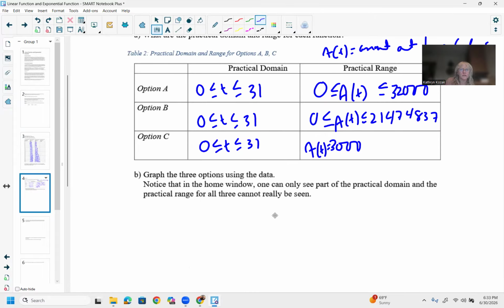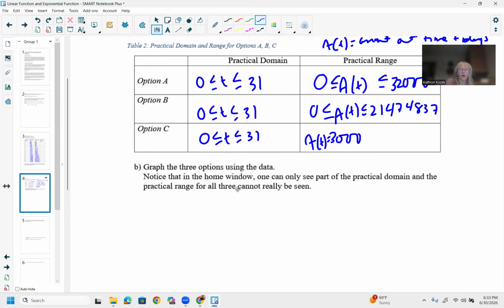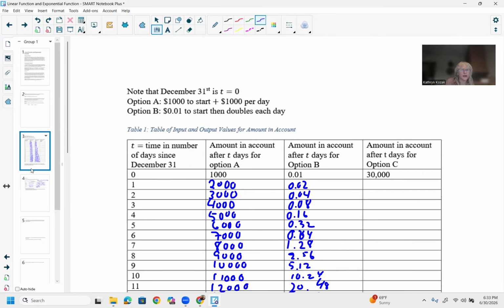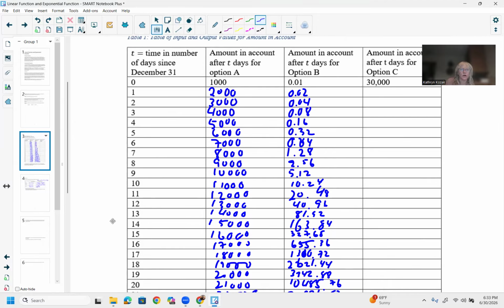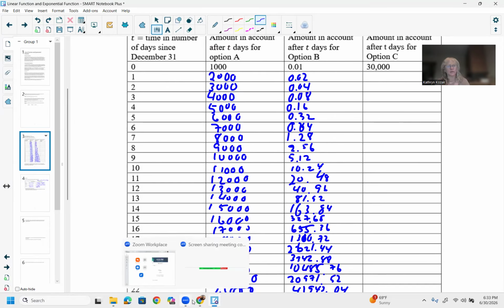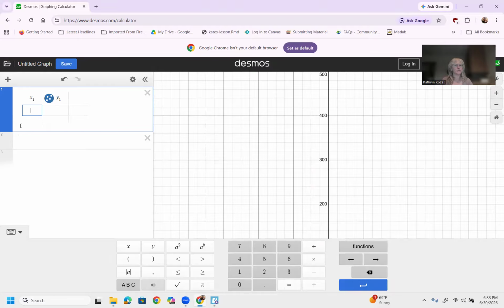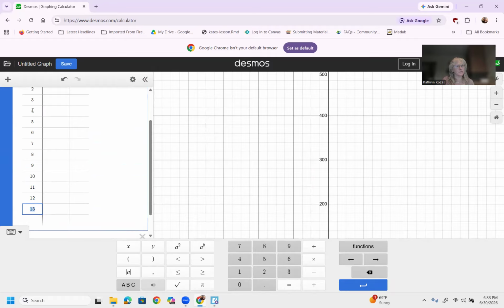We're going to graph the three options using the data. So we're going to see what this looks like using this data. We're going to go ahead and type these numbers into, let's say, Desmos. You can also do this on your graphing calculator, but we're going to do this on Desmos. To make this, you're actually going to do a table. And our x's are going to go from 0 to 1 to 2. And notice it starts filling in for you. So we can just keep going all the way down to 31.